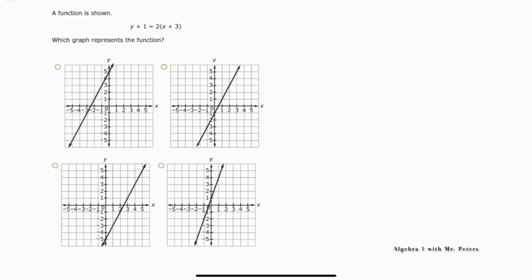Problem number 13, they want us to match the function with its correct graph. And we just have to remember that this equation or function is in point slope form and we have to simplify. So we have y plus 1 is equal to 2x plus 6. And then when we simplify by subtracting 1, we know y is equal to 2x plus 5. So 5 is the most important thing right now because we know that this graph has a y-intercept of 5. And the only graph that has a positive 5 as its y-intercept is going to be answer choice A.